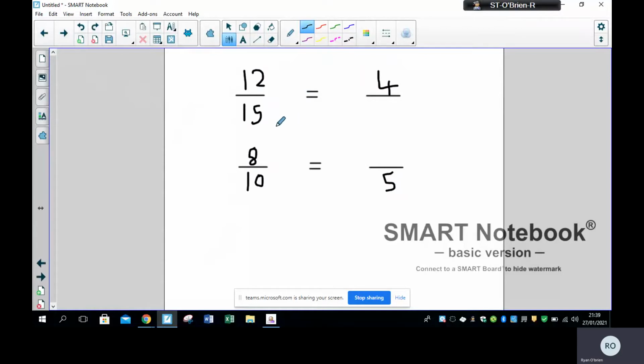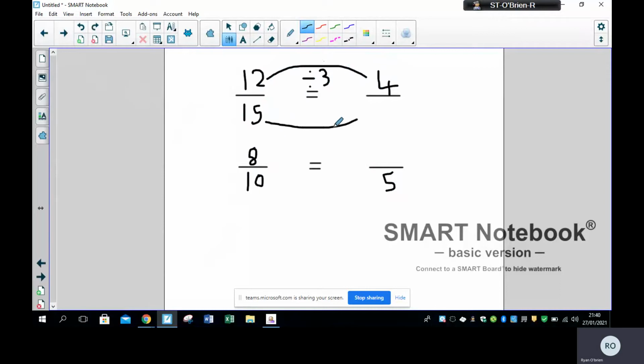And the opposite of multiplication is division. They are the inverse of each other. So the process is exactly the same. Whatever I have done to the numerator, I have to do to the denominator. So, 12 divided by something equals 4. Well, let's check. 4, 8, 12. That's 3 groups, so 12 divided by 3 equals 4.